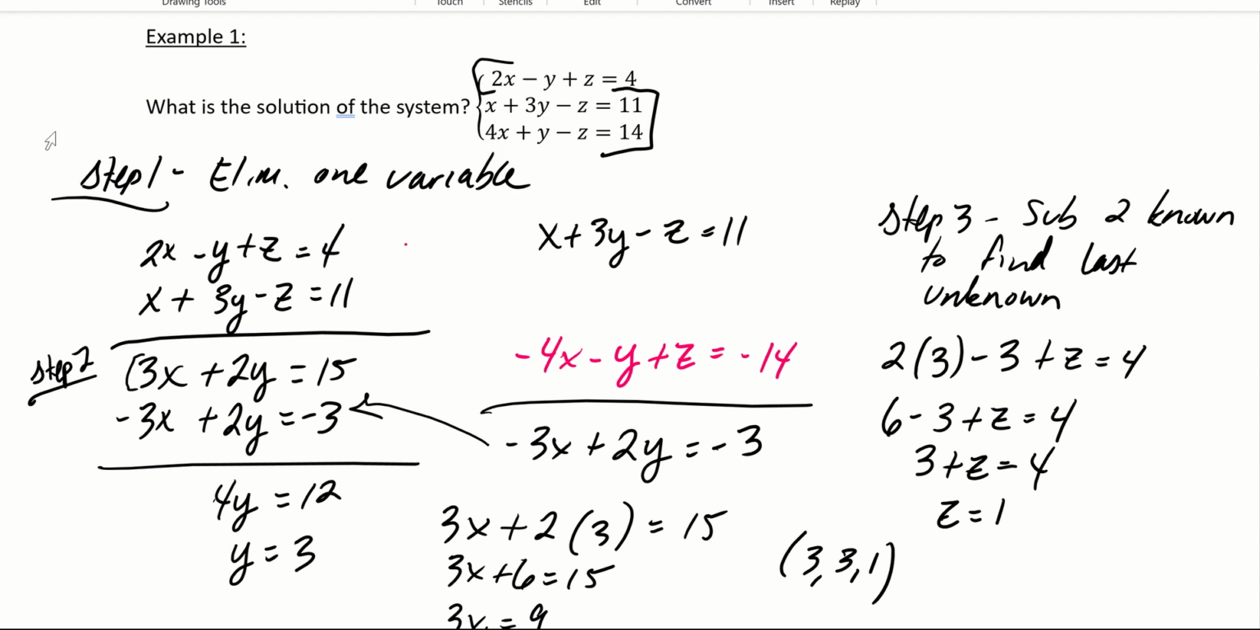So really quickly, we're going to eliminate one variable. We're going to use the two new equations we generate by eliminating that variable to eliminate another variable. And then we're just going to use substitution to subsequently find the other two.